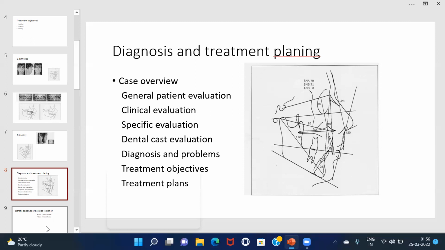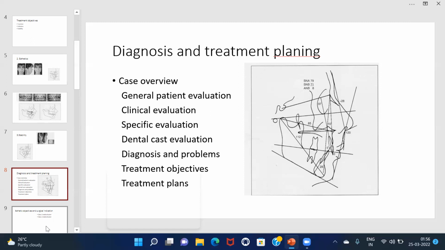The following sections use a specific case to demonstrate the systematic evaluation, the formation of the database, the diagnostic process, and the treatment planning pathway, although the specific treatment of cases has not yet been discussed in the text.